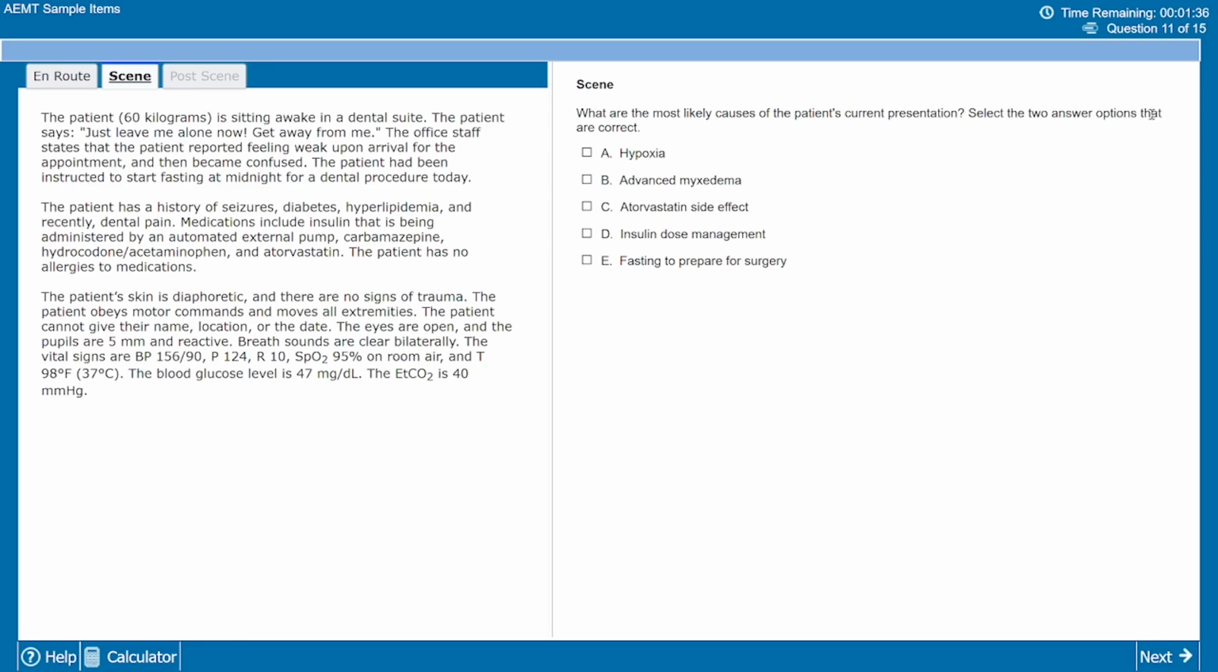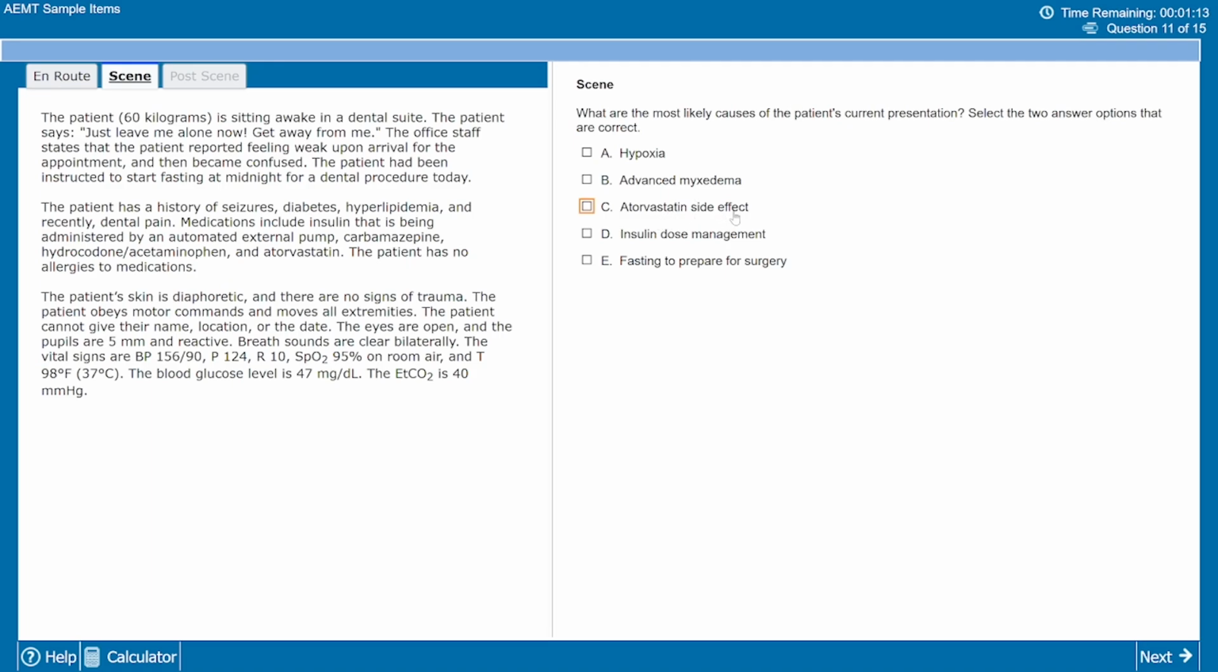Select the two answer options that are correct. So, would we consider that it's hypoxia or a lack of oxygen? I wouldn't personally go towards this, but you could put a little squiggly line if you want. Advanced myxedema. If you don't know what this means, you can go ahead and Google search it. But if you're confused on it, you could also put maybe a squiggly line.